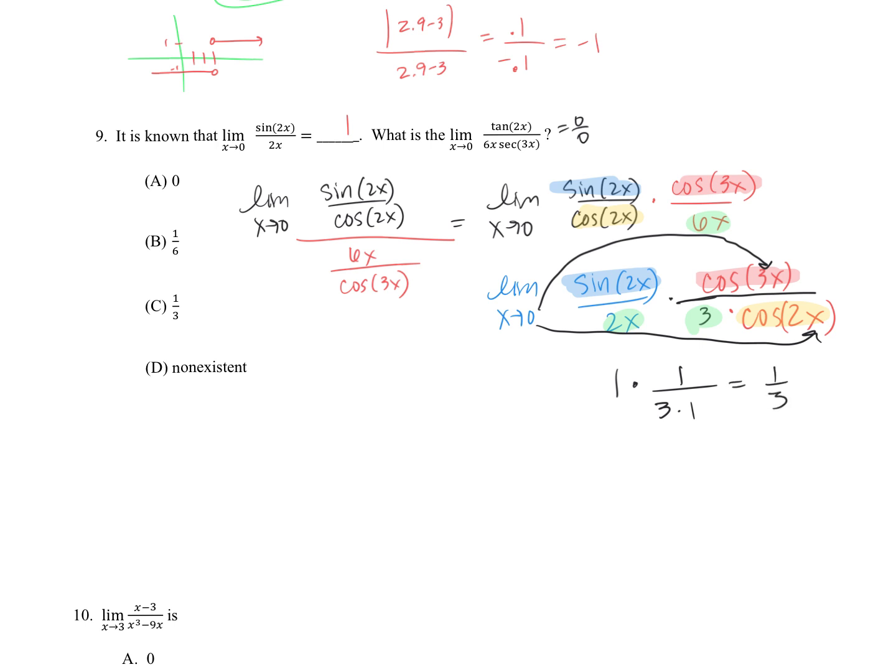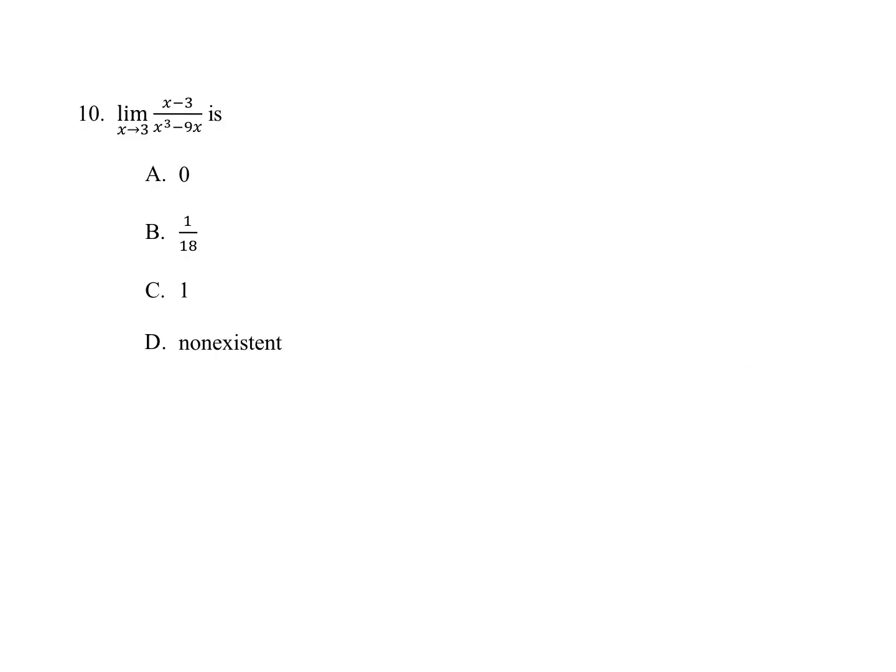Whoa. What happens if I plug in a 3 here? 0 over 0. Can we simplify or factor out anything from the top? Nah. What about that bottom? What's in common in that bottom? Take an x out. What's left? X squared minus 9. Very good. If I plugged in that 3 still, I'm going to get 0 over 0 because nothing canceled out. Can we do anything with this? Difference of squares it, people.